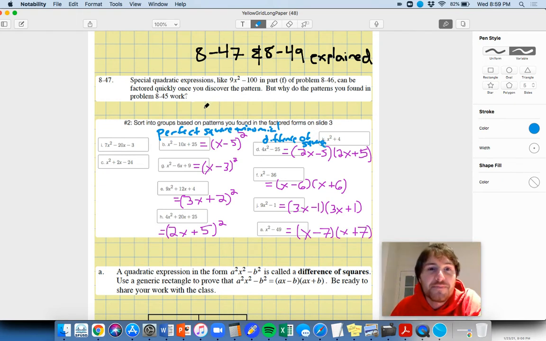Problem 847 says special quadratic expressions like this, 9x squared minus 100 and part f of problem 846, can be factored quickly once you discover the pattern. And that pattern is called the difference of squares shortcut. But why do patterns like you found in problem 845 work?